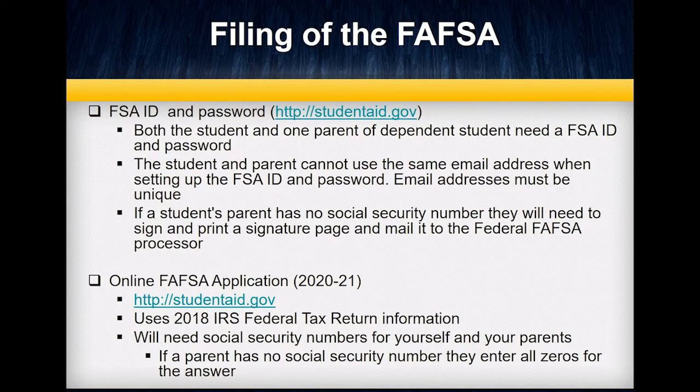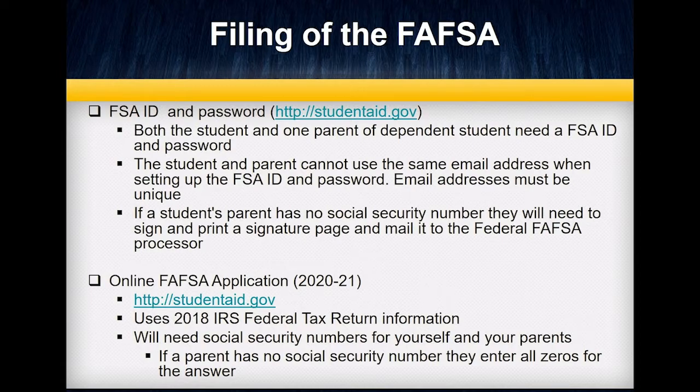If the student's parents have no Social Security number, then they would need to print the signature page at the end of the FAFSA. Once they complete the FSA ID and password, they will go to the FAFSA application online. For fall of 2020, the student will complete the 2021 FAFSA. Again, they will go to studentaid.gov.